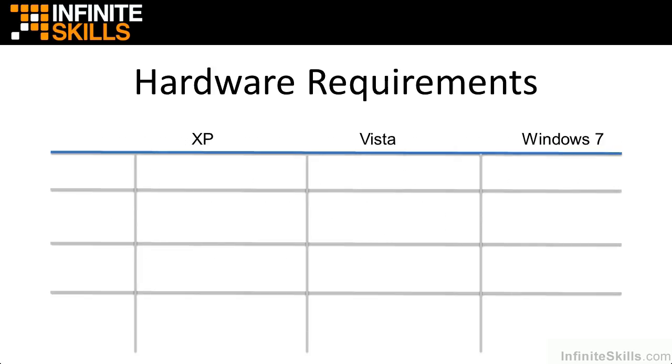Now, what we're going to do is look at the various hardware requirements as listed by Microsoft for the minimum requirements for XP, Vista, and Windows 7. For example, CPU. XP is looking for an Intel or AMD 233 megahertz or better processor. For Vista, all versions, you need a 1 gigahertz processor or better. And for Windows 7, 1 gigahertz processor or better.